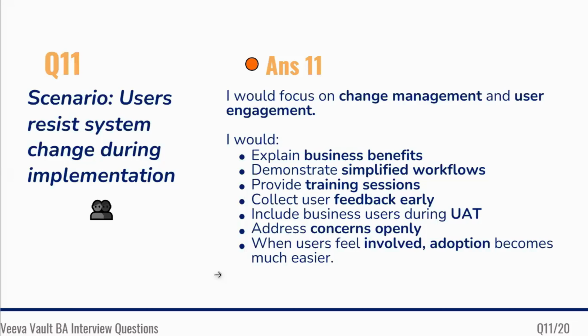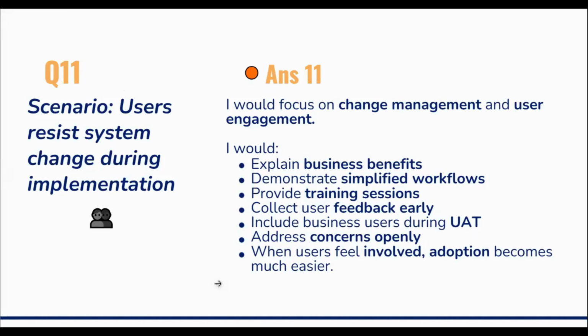The scenario is that the user resists system change during implementation, and that could be a serious situation. As a BA, your primary focus is change management and user engagement. What do you do in that situation? You should explain the business benefit, demonstrate the simplified workflows, provide training to the users if needed, and collect user feedback early, not at the last stage.